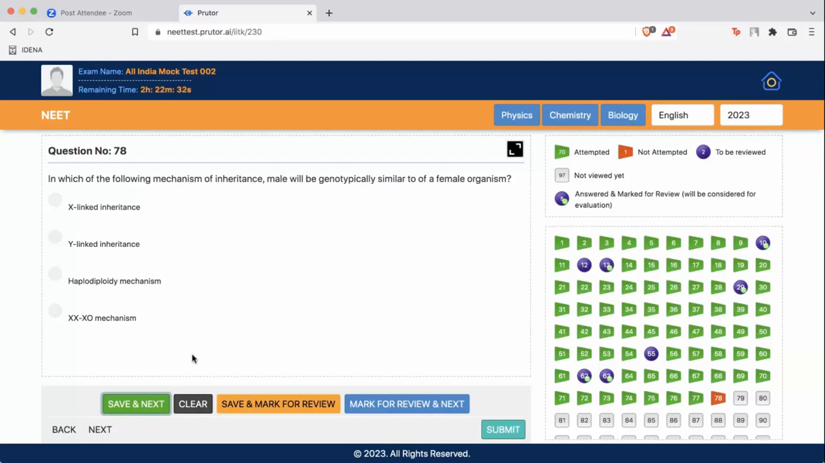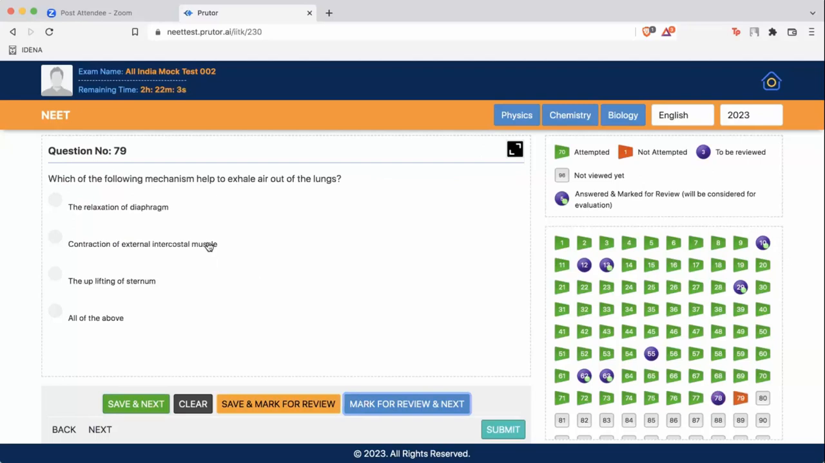Which of the following mechanisms of inheritance will be genotypically similar to that of a female? Which of the following? It's not Y-linked. It's not haplodiploidy. XXO. Come back to this.